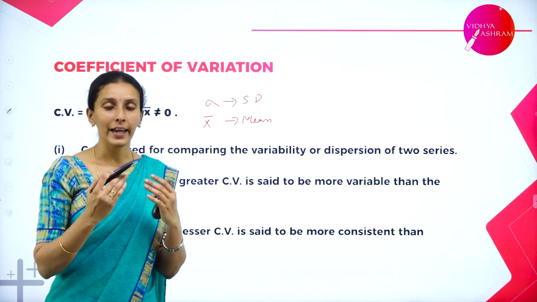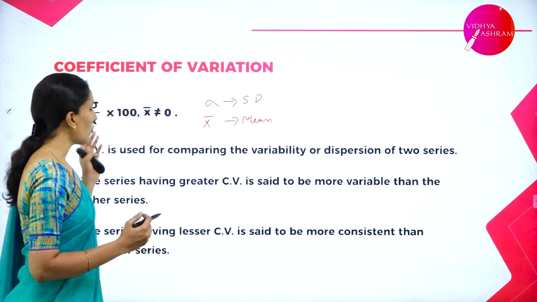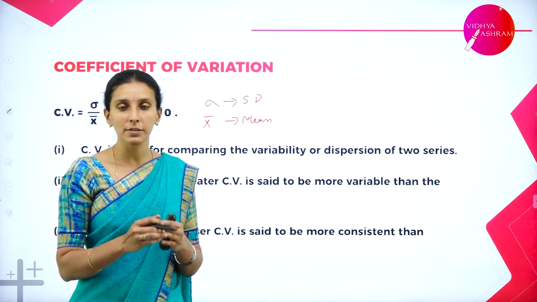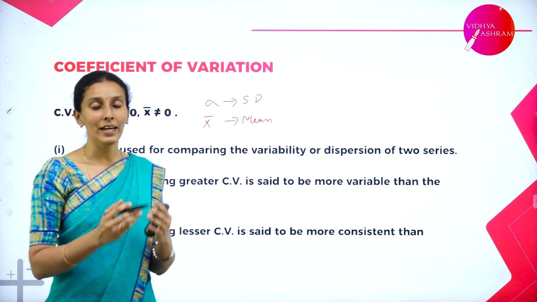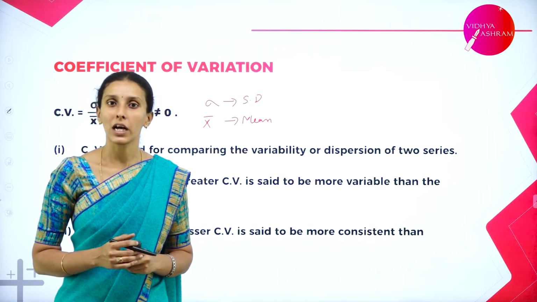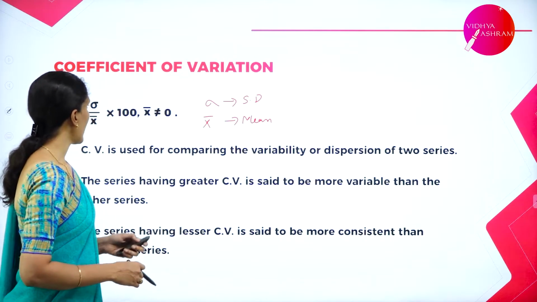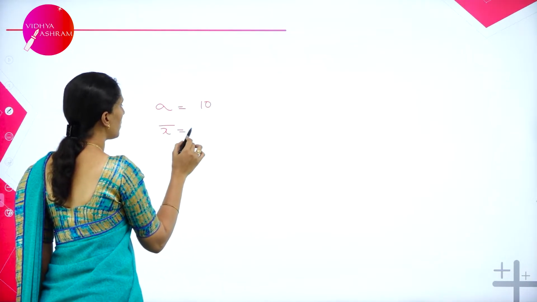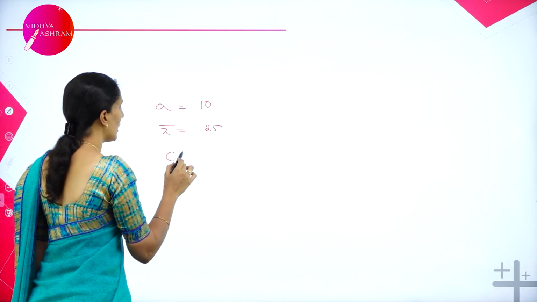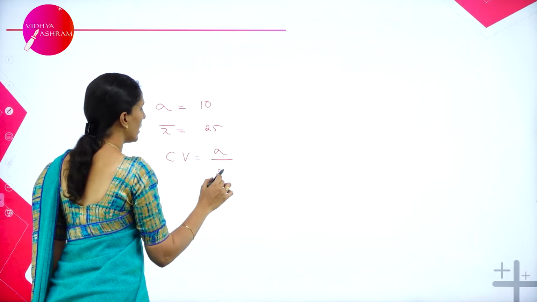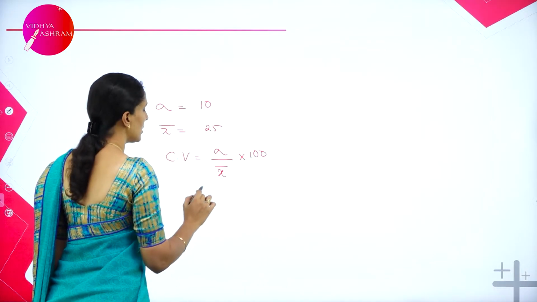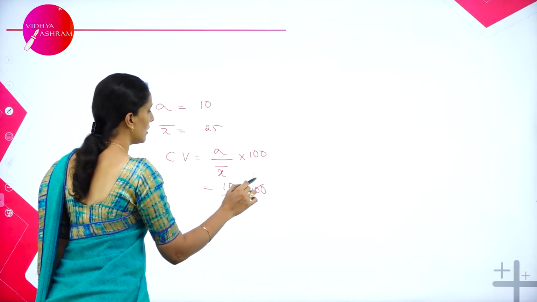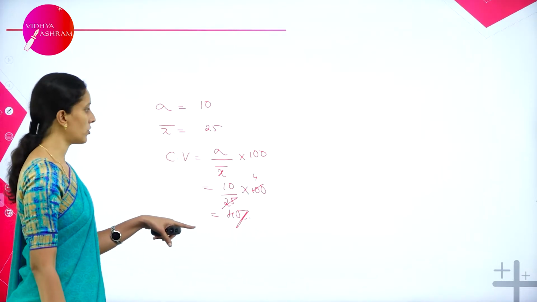When you are comparing two or more data sets, the coefficient of variation plays a major part, where you can observe the variability or dispersion of observations so that you can decide which series is more consistent. Suppose, let me take an example. Let the standard deviation be 10 and the mean be 25. How to calculate CV? CV is equal to sigma divided by x bar into 100. So that is 10 divided by 25 into 100. We can cancel, and like this we can find the coefficient of variation.